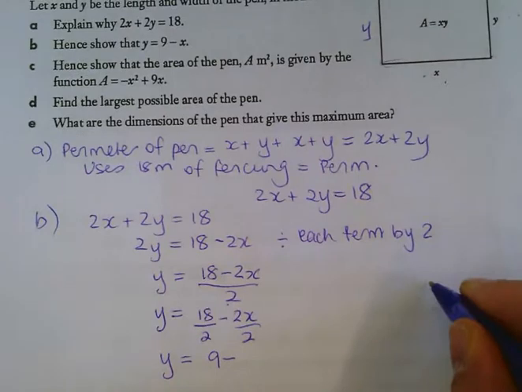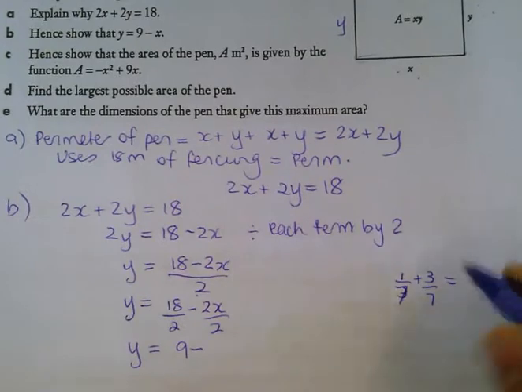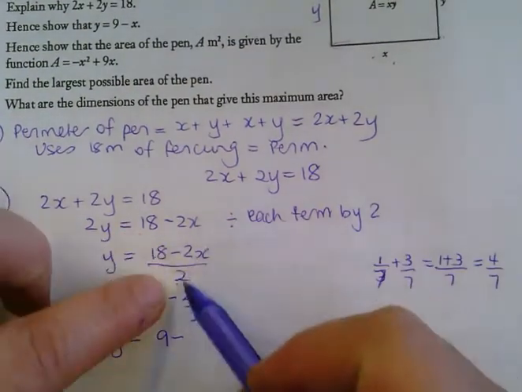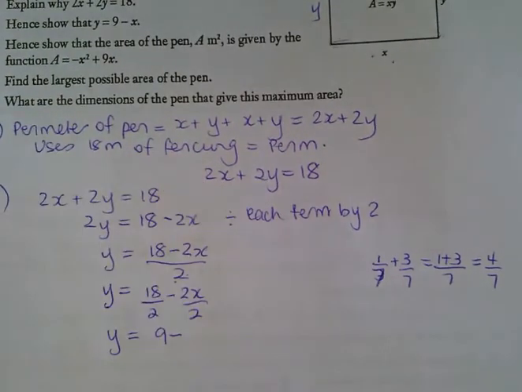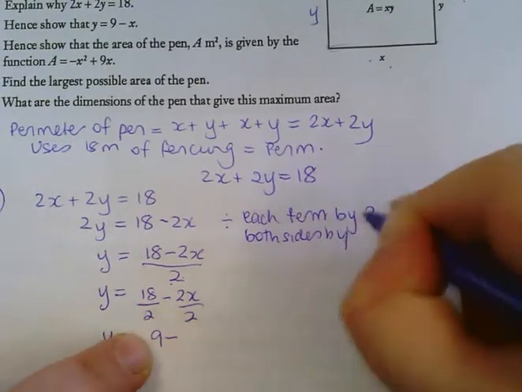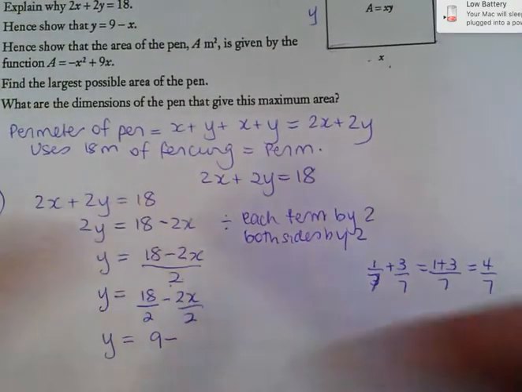Well, that's like me doing something like this. Watch. What's 1/7 plus 3/7? Isn't it 4/7? Yes. You know why? Because you do 1 plus 3 over 7. That's why. Because that whole thing is divided by 2, yes, you divide each of them. What you can actually do is just divide everything by 2. That's the quickest way. Divide that by 2, divide that by 2, divide that by 2. It's the same as dividing both sides by 2. So divide each term or divide both sides by 2. But what you've got to realize is that you're dividing everything by 2. All right?